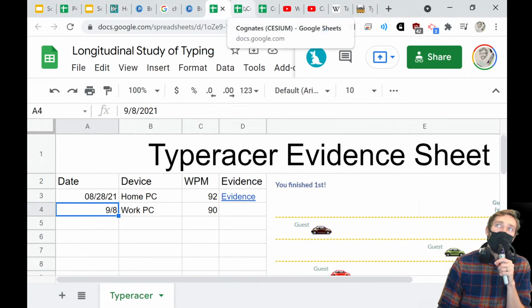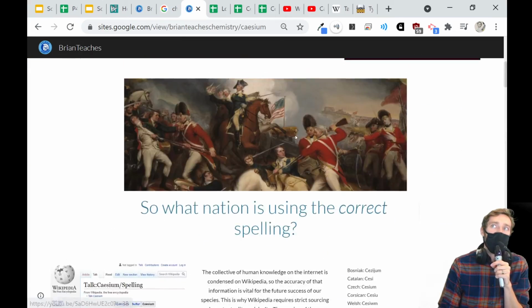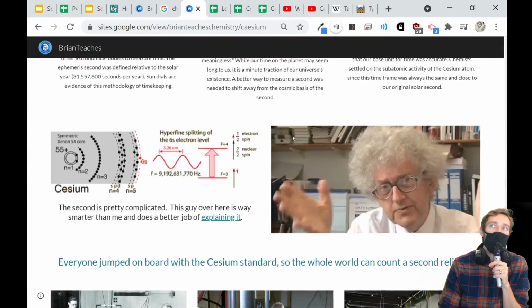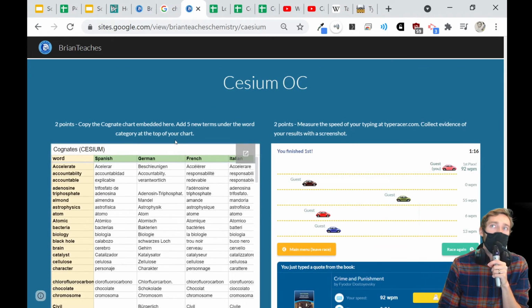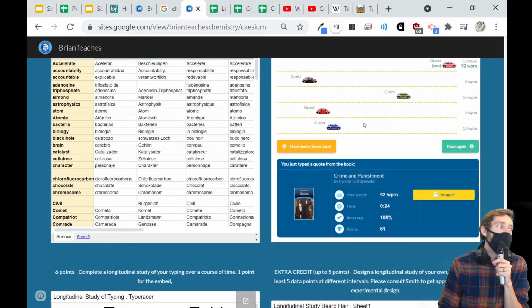In order to get all of the points on this, you've got to copy the content. That's the 5 points from copying all of this. Then you got to make your cognate chart. You got to do the type racer, and you have to do a longitudinal study using your type racer information.